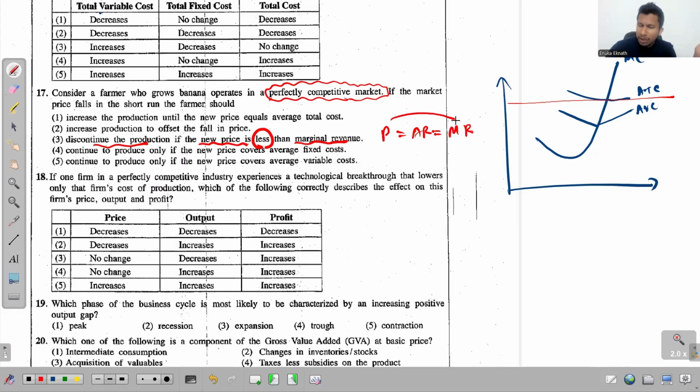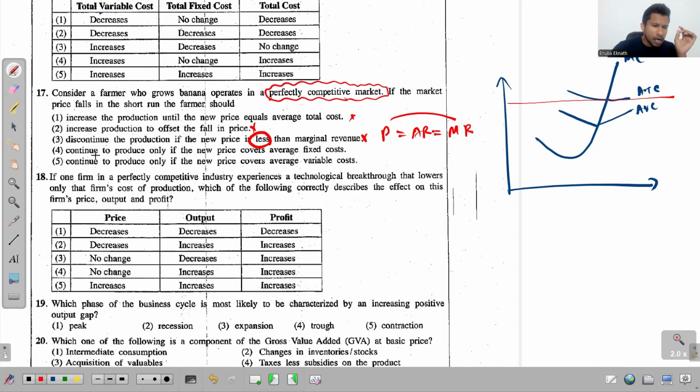Simply, these are all equal. And so price will never be less than the marginal revenue. Whether the producer, the farmer, produces or discontinues, price will always be the same as the marginal revenue. It will not be lower than the marginal revenue. So this is also not relevant there.